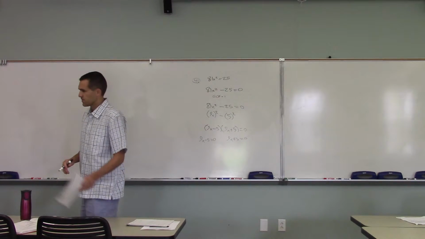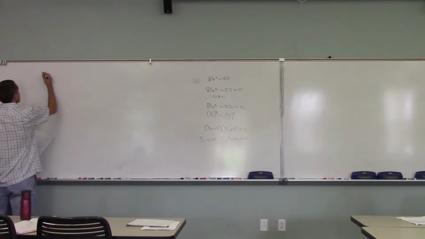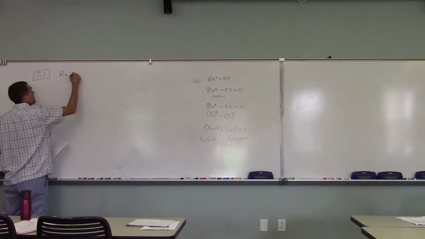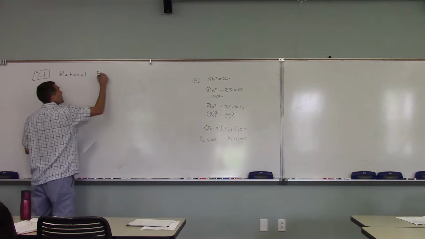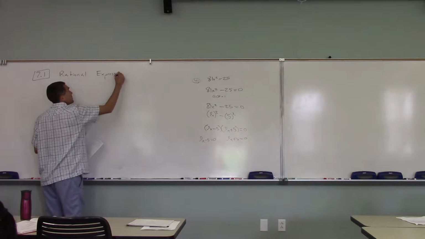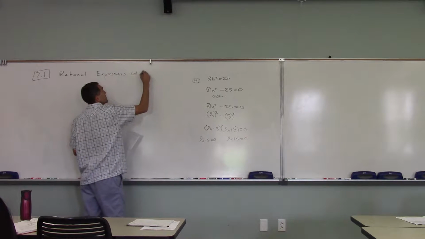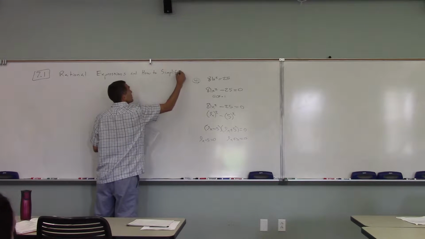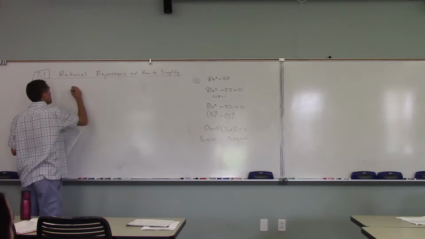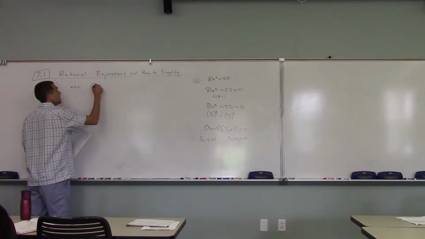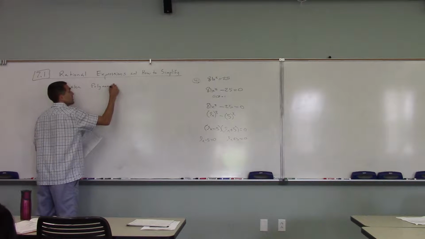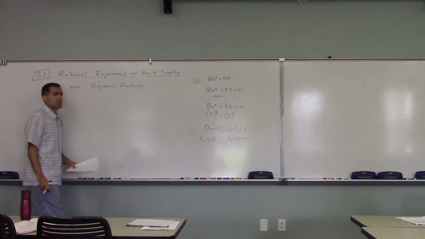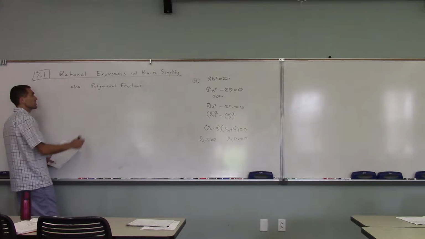So 7.1. We're talking about rational expressions here. What they mean by rational expressions is polynomial fractions. AKA polynomial fractions. That's what I'm going to call it for this chapter. They call it rational expressions.